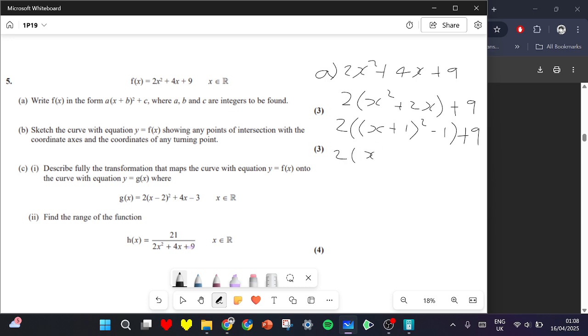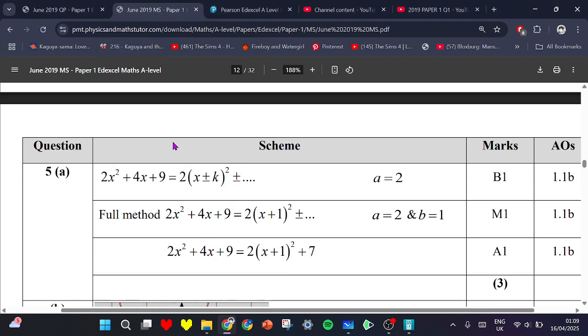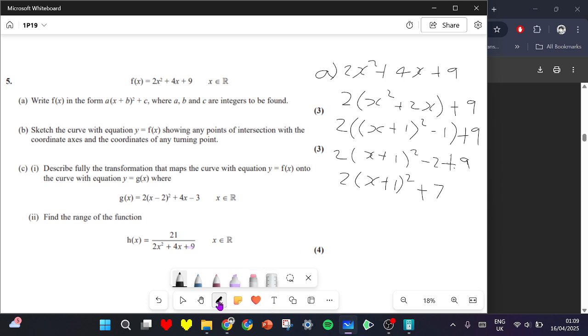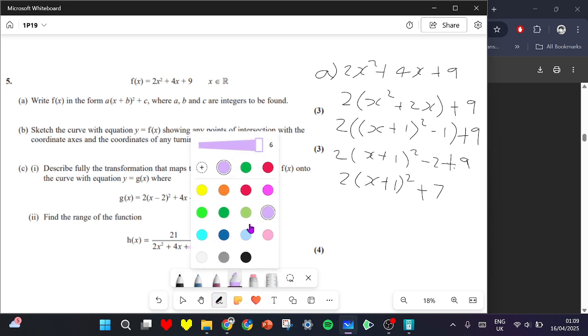And then take the -1 out, but when you do that you want to times it by the 2 as well, right? So it becomes -2 on the outside plus 9. And then just add those together, so you'd get +7, and then that's the answer. Yeah, okay, that's the answer. Yeah, let me highlight it.